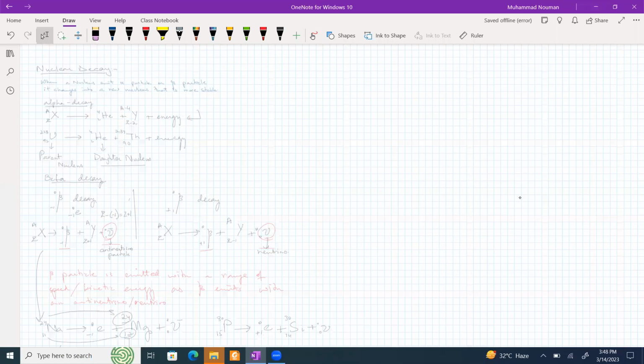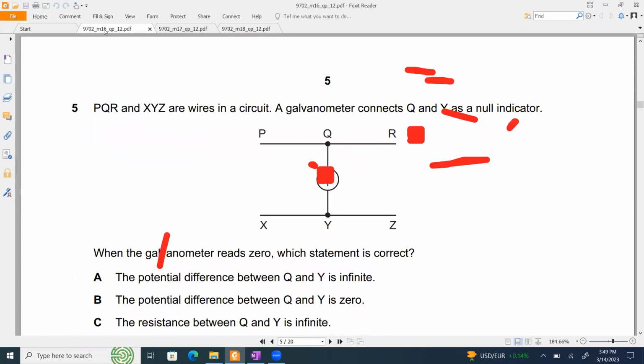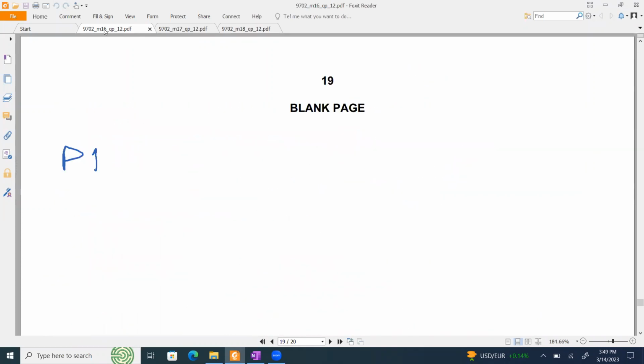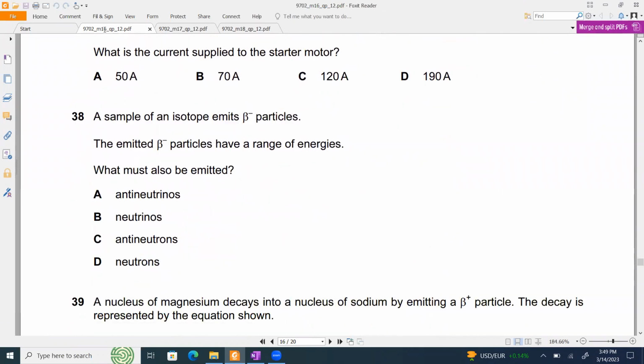Okay, give me a minute only. Okay, let's start. This is paper 1 2. Okay, so let's attempt all the questions of this chapter.